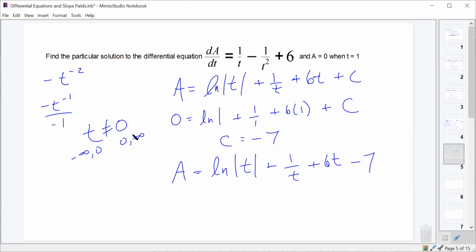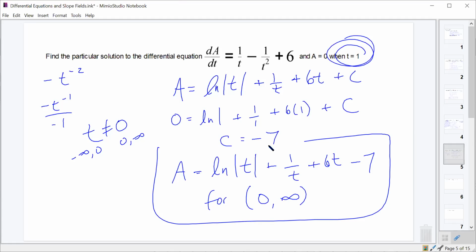But we only pick the one that includes our initial condition. So which one includes our initial condition? Negative infinity to 0 or 0 to infinity? 0 to infinity, because t equals 1. So we will say this is only valid for 0 to infinity. Good or no? Good. Perfect. Any questions on that?